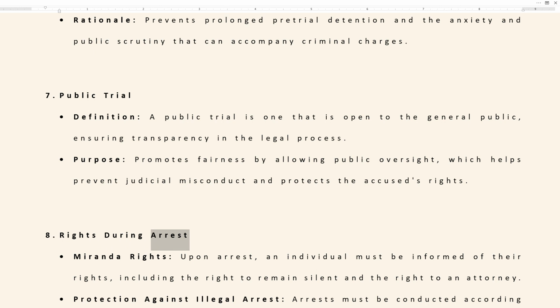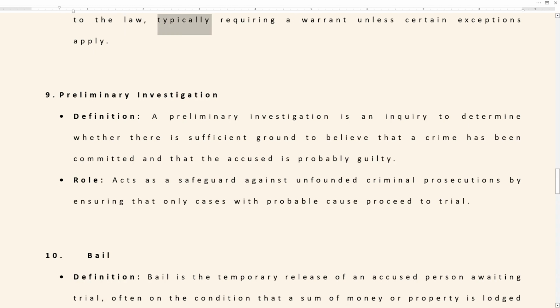Rights during arrest. Miranda rights: upon arrest, an individual must be informed of their rights, including the right to remain silent and the right to an attorney. Protection against illegal arrest: arrests must be conducted according to the law, typically requiring a warrant unless certain exceptions apply.